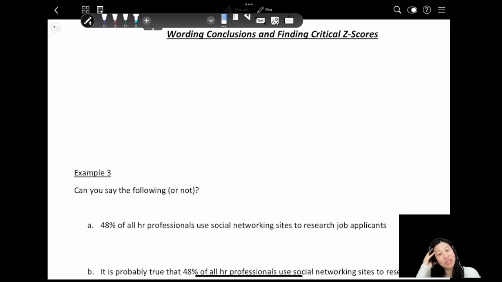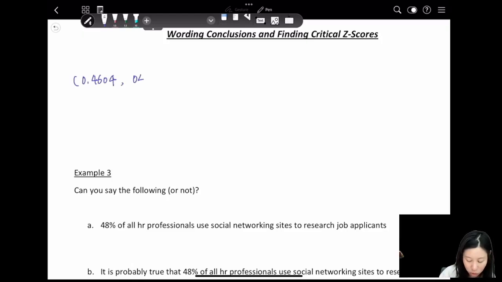So today we'll continue to talk about confidence interval. Now in this chapter we're going to talk about how we make a conclusion and also finding the critical z-score. Okay, so remember our fish net. In the last example we have a 95% confidence interval, which is 0.4604 to 0.4996. This is our 95% confidence interval.